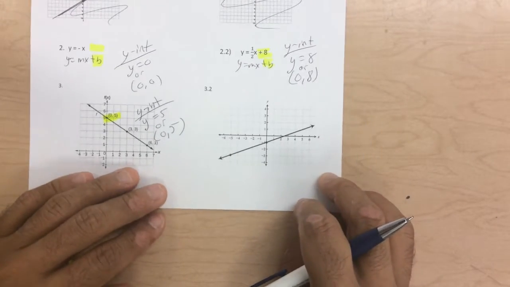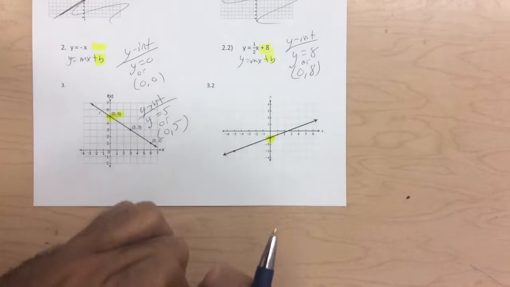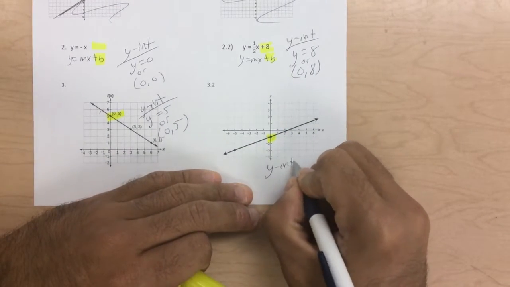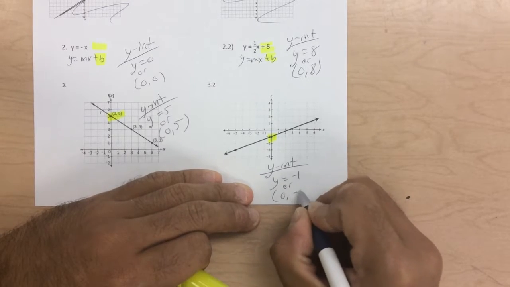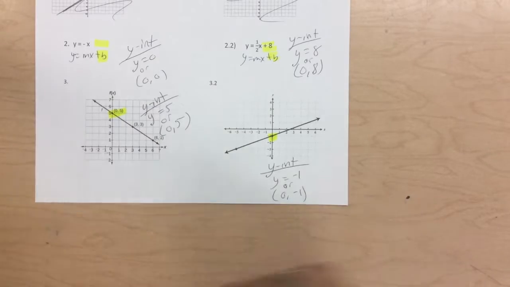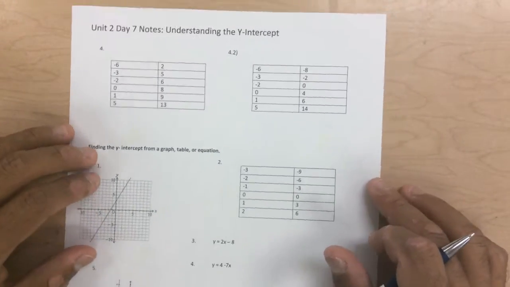Now, 3.2, as you can clearly see, it touches the y-axis at -1. So your y-intercept could be y equals -1, or you can say 0, -1. Both of these are valid answers. Okay, go ahead and flip to the next side of the notes.